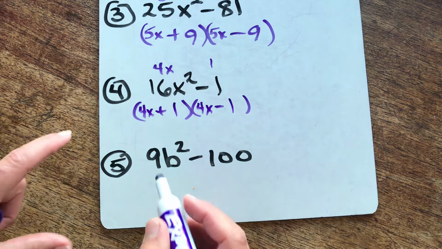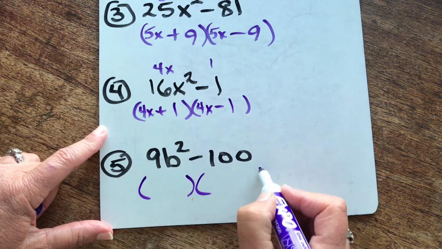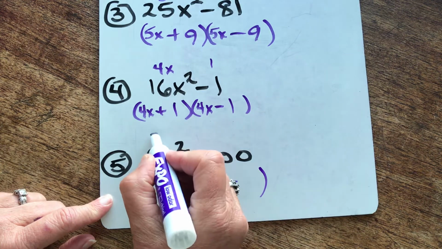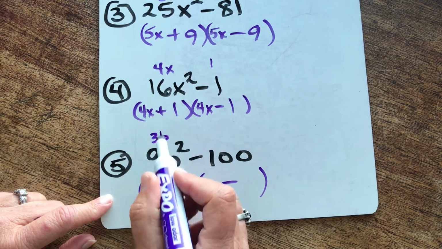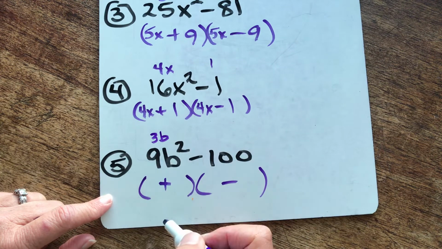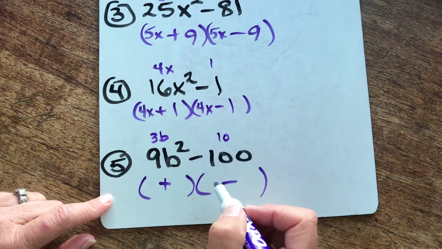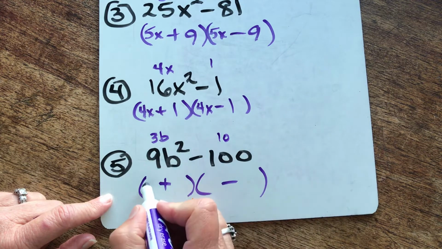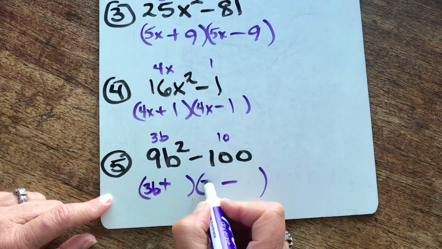And number 5. We know that it is a difference of squares. How can we tell? It's a binomial, subtraction sign, perfect squares front and back. What gives me the 9b squared? 3b. 3b times 3b is 9b squared. And 10 times 10 is the 100. This in purple is what I'm looking for on your work. Please show work. Thank you.